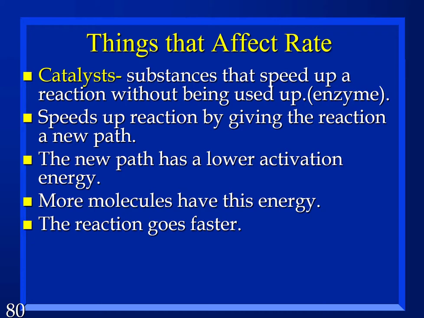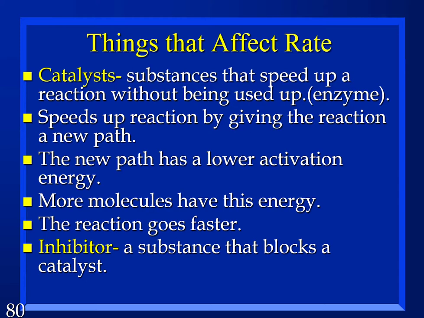Now, related to enzymes are inhibitors. Inhibitors block the catalyst. So if your reaction's been sped up by a catalyst, the inhibitor is going to slow it down. If the reaction hasn't been sped up by the catalyst, inhibitors will have no effect. They don't slow the reaction down, they stop the catalyst from working.